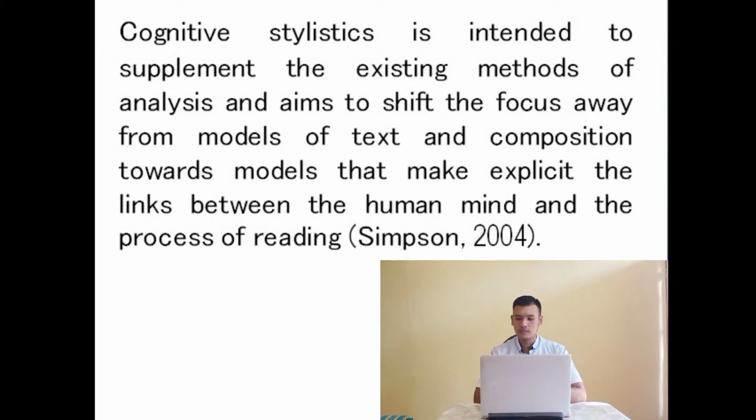Well, according to Simpson 2004, cognitive stylistics is intended to supplement the existing methods of analysis and aims to shift the focus away from models of text and composition towards models that make explicit the links between the human mind and the process of reading. So by doing cognitive stylistics, it takes readers to arrive at a new conception of the world through reading and understanding the linguistic elements within the literary text. Because the style is actually within the human's mind, put into literary works.